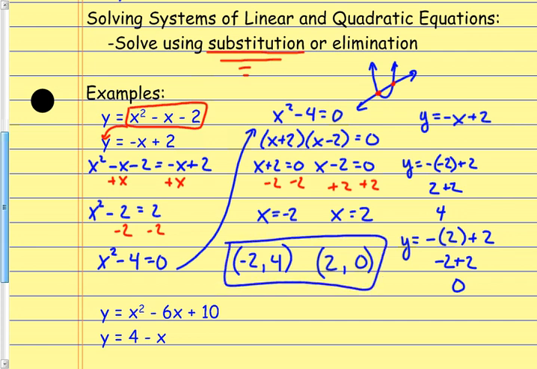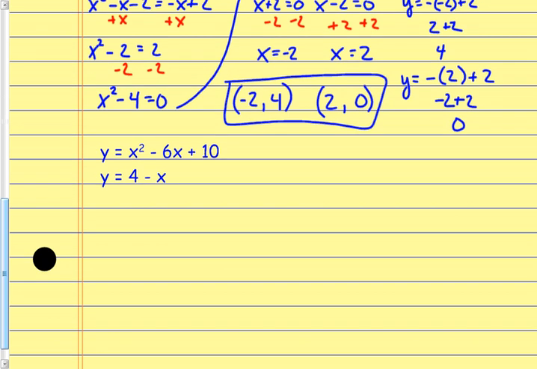If I look at the next one, again, I'm abandoning elimination. I'm going right to substitution here. These are each solved for y, so I'm going to take this y value right here. If y equals this, I'm going to plug it in for y in my second equation. So in my second equation, instead of y equals 4 minus x, instead of y, I plug in x squared minus 6x plus 10.